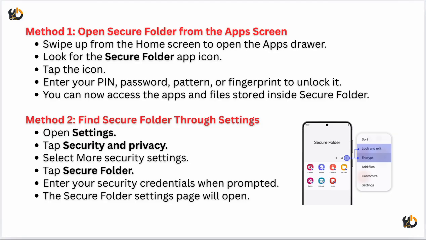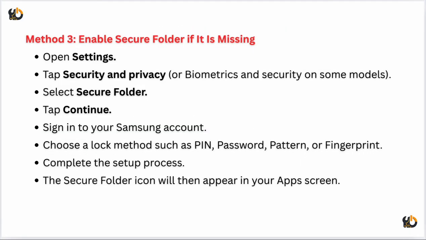Method 2. Find Secure Folder through settings. So open the settings, tap Security and privacy, select More security settings and tap Secure Folder. Then enter your security credentials when prompted. The Secure Folder settings page will open.